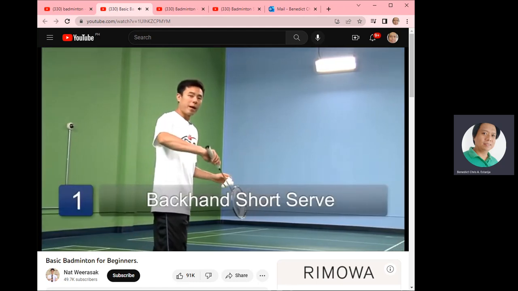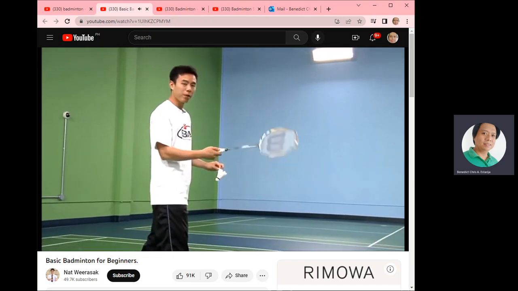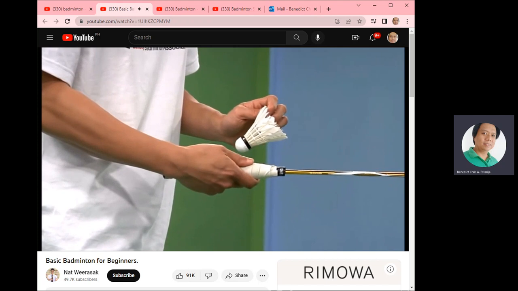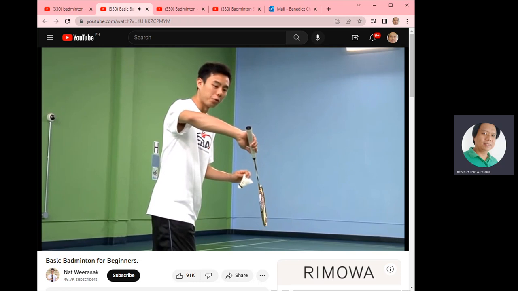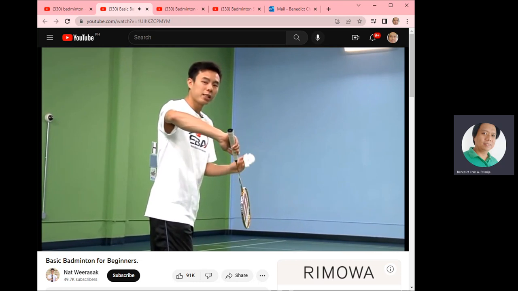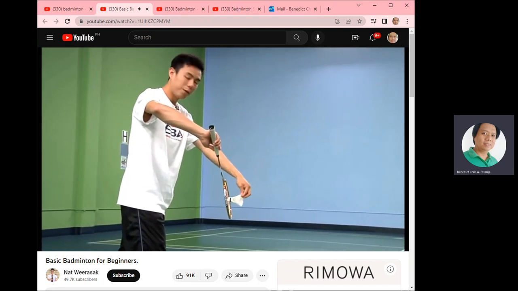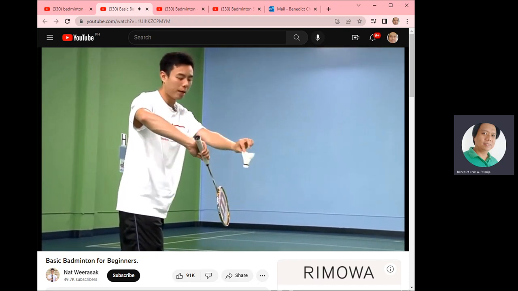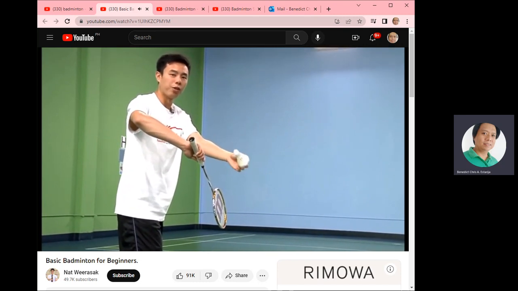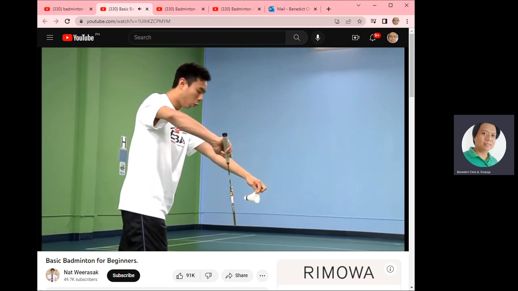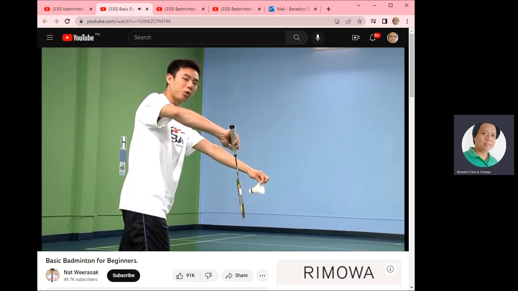To do the backhand short serve, start by having your backhand grip, meaning the thumb is on the flat end of your racket. Start by positioning the racket's head face down in front of you, like so. Next, put the birdie in front and in the middle of the racket. Make sure that you hold it by one of the feathers of the bird, so you have good control and feel of the bird.